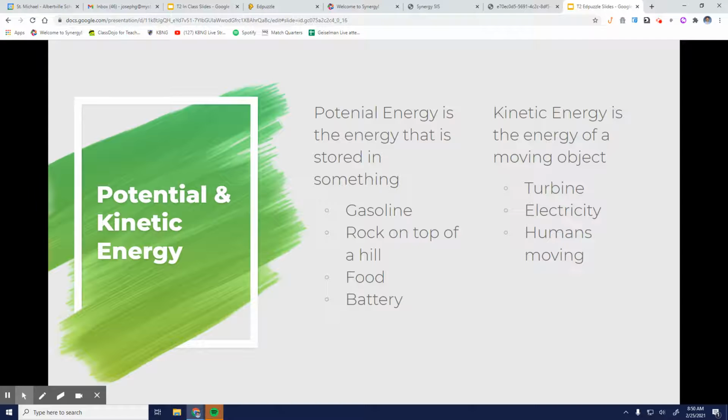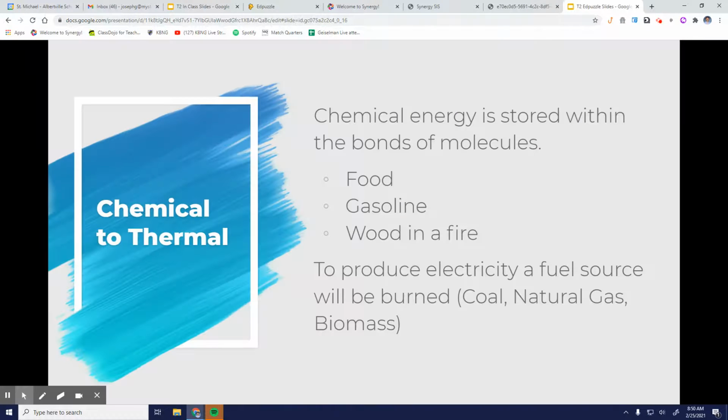So when we look at it, we look at potential energy, the energy that's stored in something, versus kinetic energy, the energy of something that's already in motion. When we talk about this, we're going to keep it in the mind frame of a typical traditional power plant that uses some sort of fuel source to boil water. The first type would then be chemical to thermal, that first transformation.